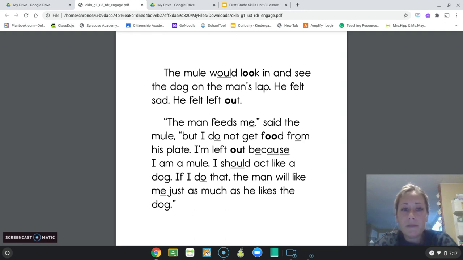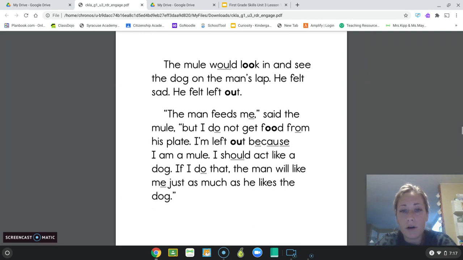The man feeds me, said the mule, but I do not get food from his plate. I'm left out because I am a mule. I should act like a dog. If I do that, the man will like me just as much as he likes the dog.